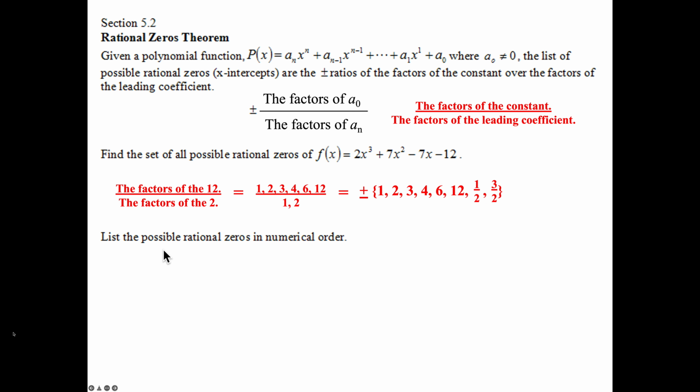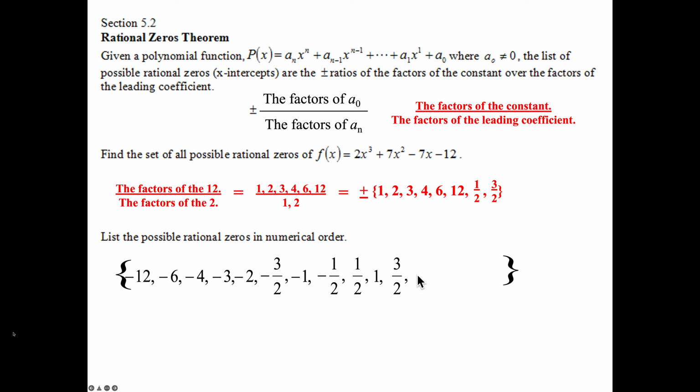Now what I'm going to do is list these in order. Negative 12, negative 6, negative 4, negative 3, negative 2, negative 3/2, negative 1, negative 1/2, positive 1/2, 1, 3/2, 2, 3, 4, 6, and 12.